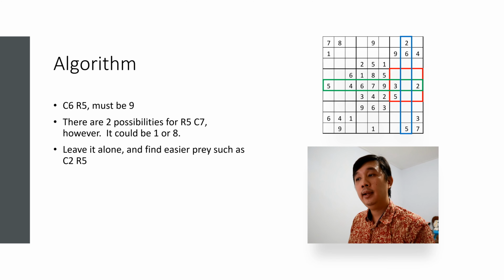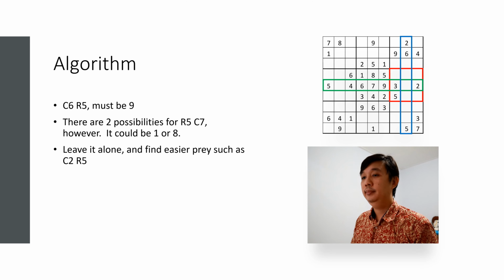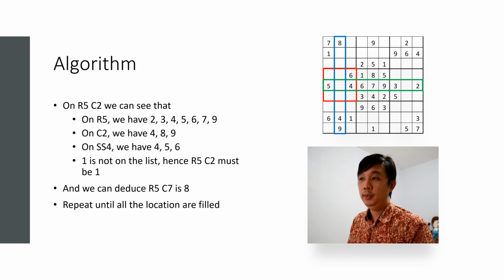So I'll put 9 there, and now we will focus our attention on column 7 and row 5. It could be 1 or 8. There is no way we can know. It's easy, just leave it. Just memorize: column 7, row 5, 1 or 8. And we'll find easier prey, such as column 2 and row number 5.